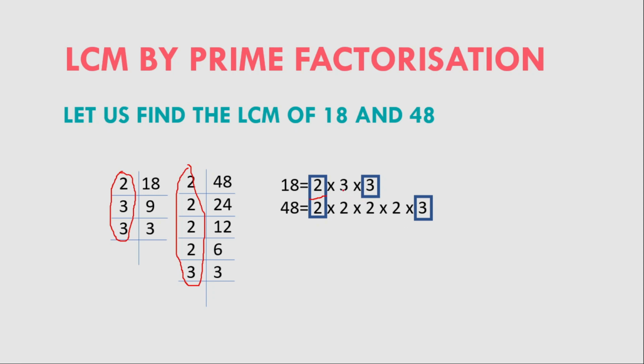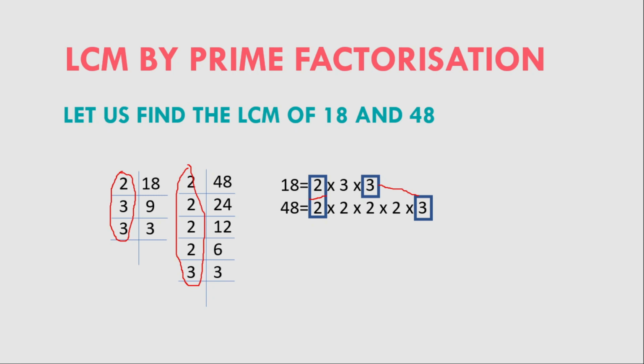Okay, now let us check with the next number, that is 3. 3 is repeating twice, so let us take 3 also, one 3 here and another one here. Now let us check for other numbers. The only remaining number in 18 is 3, and when we check for other 3s, there are no other 3s, so we can't take 3. So the only common numbers which we have taken are two 2s and two 3s.